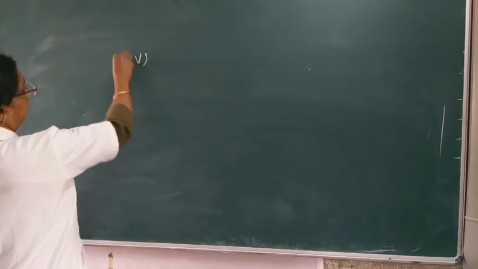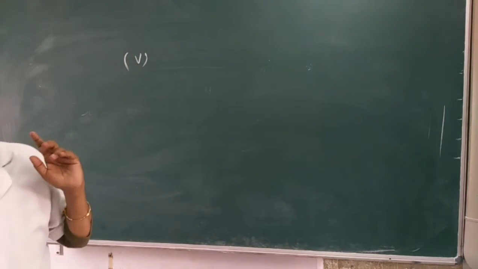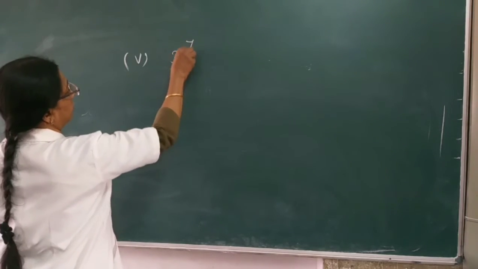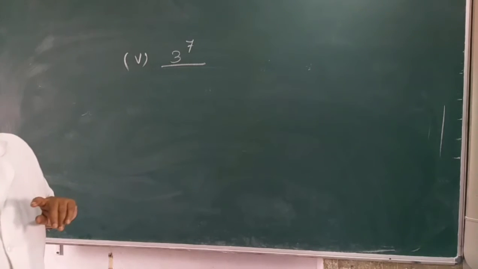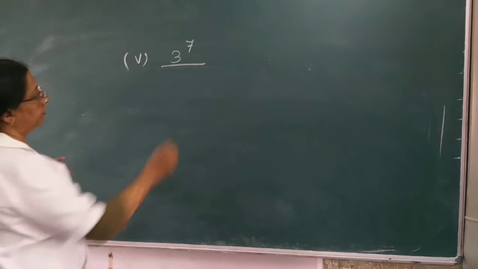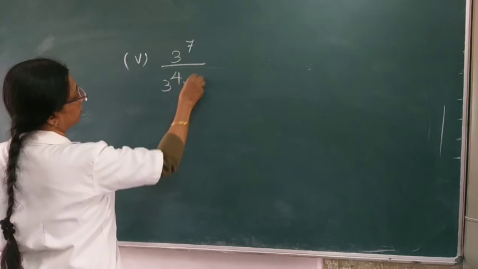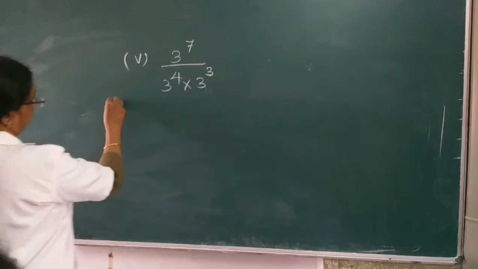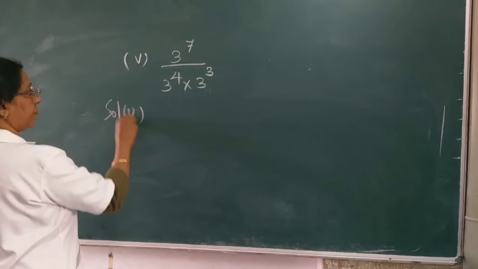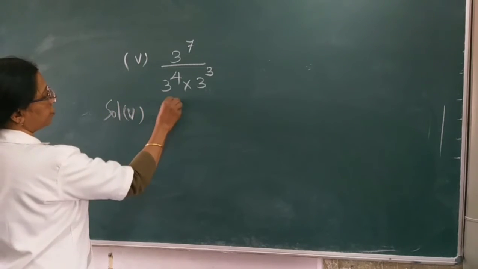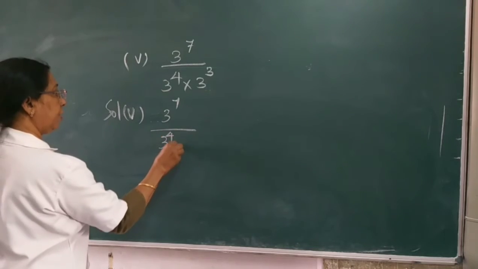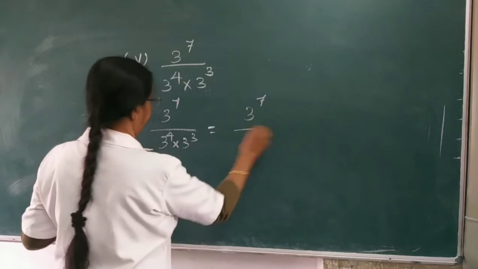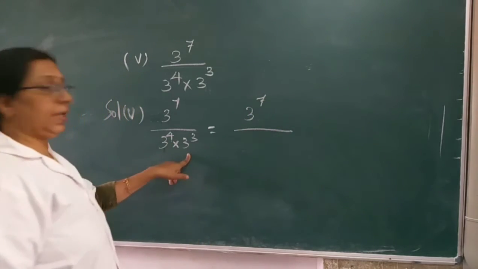Question number 5. 3 raised to 7 divided by 3 raised to 4 into 3 cube. 3 raised to 7 divided by 3 raised to 4 into 3 raised to 3.